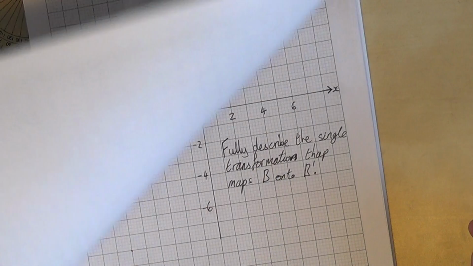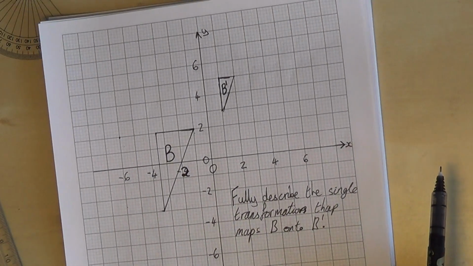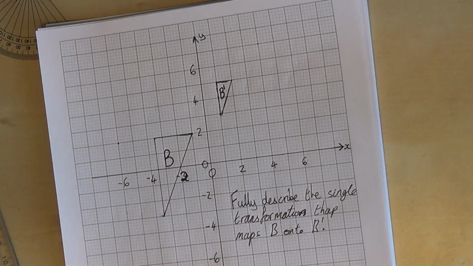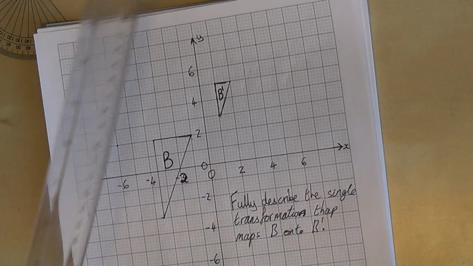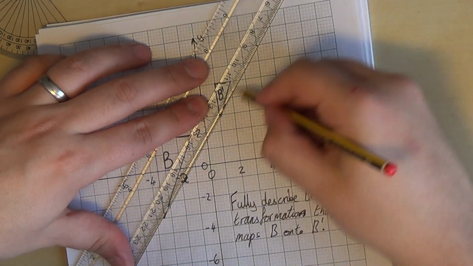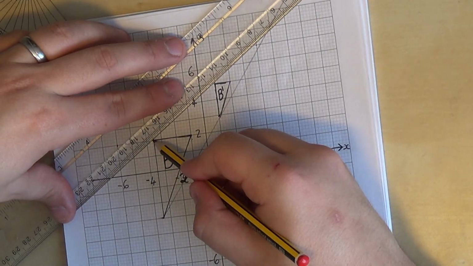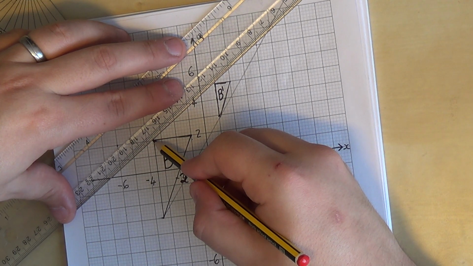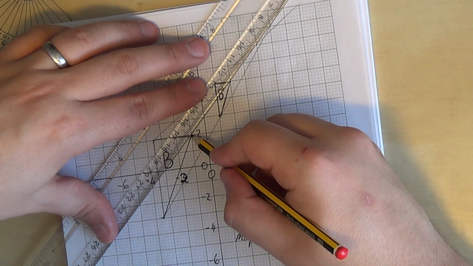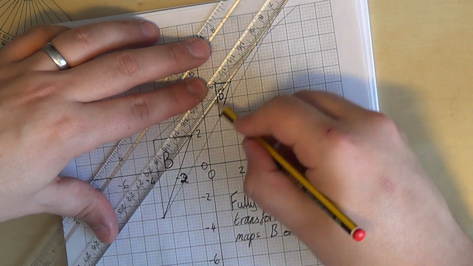Alright, I've got a few more examples of how this can get a bit weird. So similar idea, B to B prime. Clearly it's a change of size, clearly it's an enlargement. Let's find the centre. So the centre from there to there, there to there, there to there.